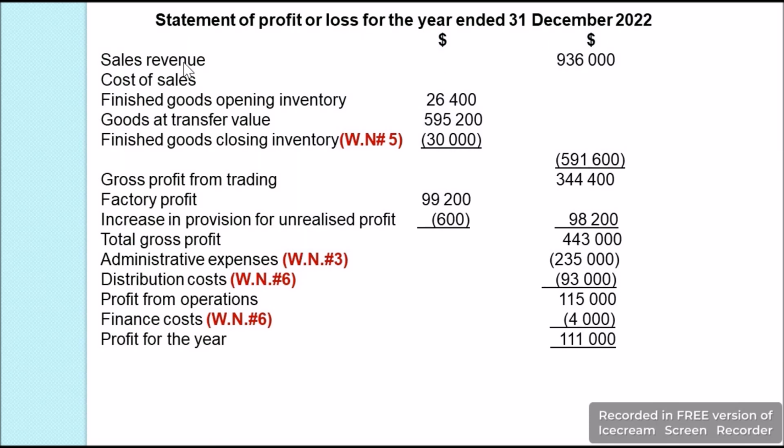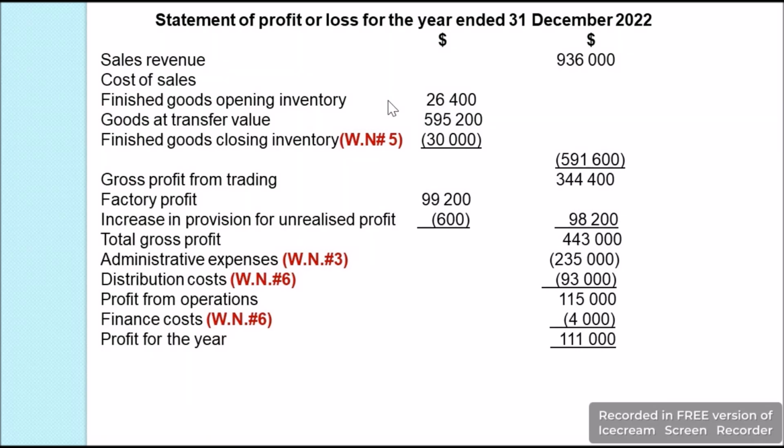We start with the sales revenue, which is given as $936,000. Then from here we are going to subtract the cost of sales. In cost of sales we have the finished goods opening inventory, which was given as $26,400. The goods at transfer value, which we brought from the manufacturing account, was $595,200. The finished goods closing inventory, which we have calculated in the fifth working notes, is $30,000.